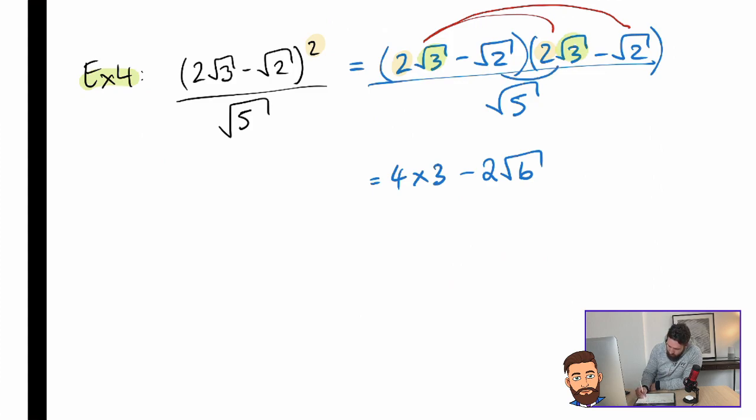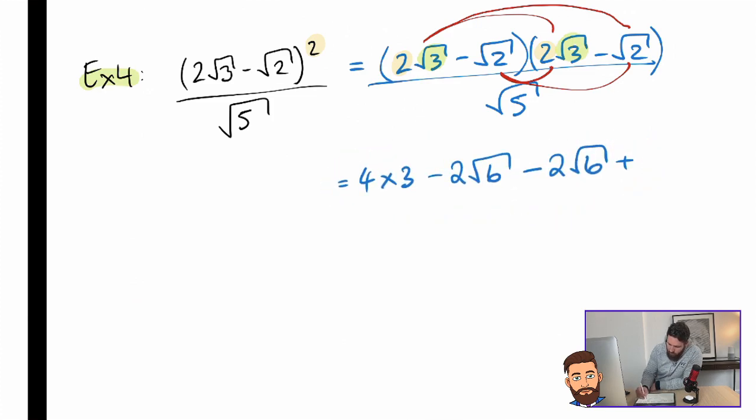Moving on, again, it's not just root 2, it's minus root 2, minus 1 root 2, times 2 root 3. So that's, again, a mixture. It's going to be a minus. And we've got a minus and a minus, so I know it's going to be a plus. And we've got root 2 times root 2. Well, we've been doing a lot of this. We know root 2 times root 2 is 2. All over, still root 5.